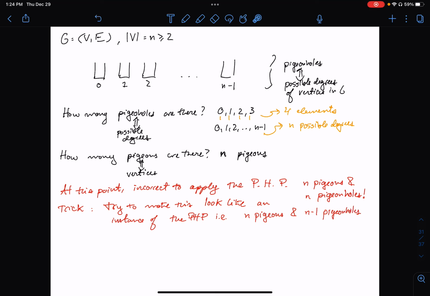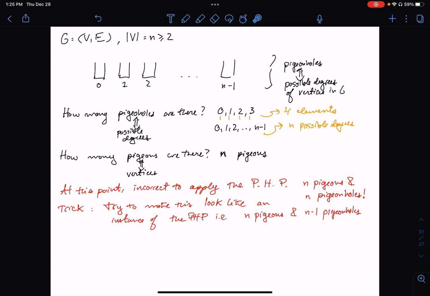Okay? Now, why n and n minus 1? Because I can't have more or fewer pigeons, because these are the vertices. I can't change the number of vertices that I have, because those are just the vertices in my graph. But maybe I can use an additional argument about graphs to reduce the set of possible degrees, or the set of pigeonholes that can be assigned to the pigeons, or to the vertices. Okay? So that's the additional intuition, the additional direction you need to think of when you're doing something like this.